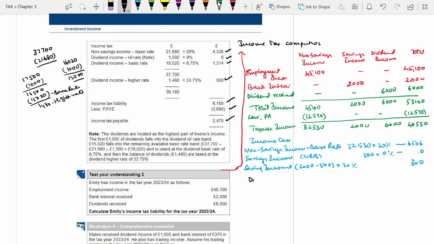Dividend income also: the first 1000 is at 0%. Is it right? Next, what is the next dividend income? He is in the higher tax bracket, okay? 6,000 minus 1,000? No, he is in the basic tax bracket, okay? When he is in the basic tax bracket, how much do we have to take?